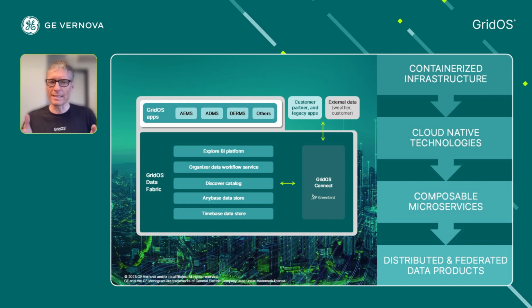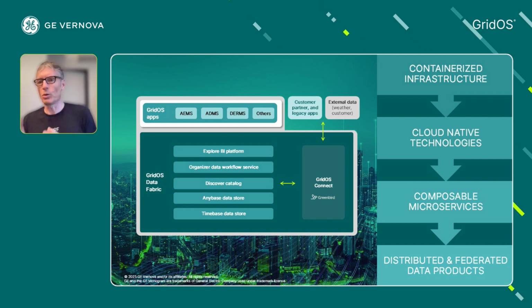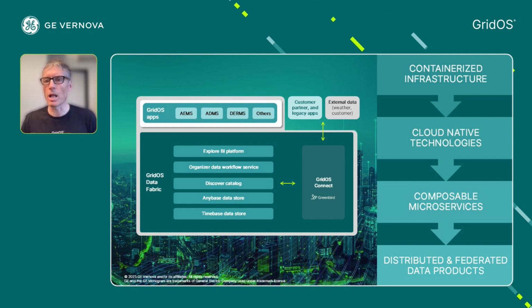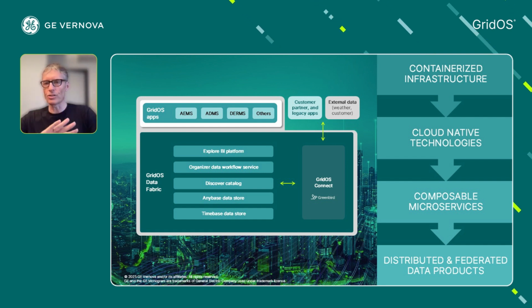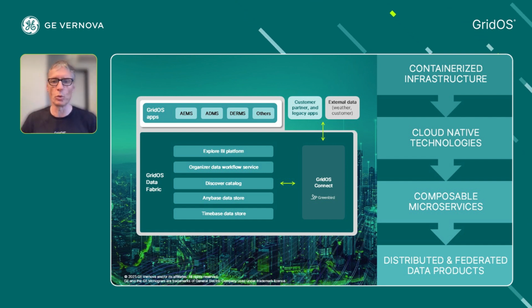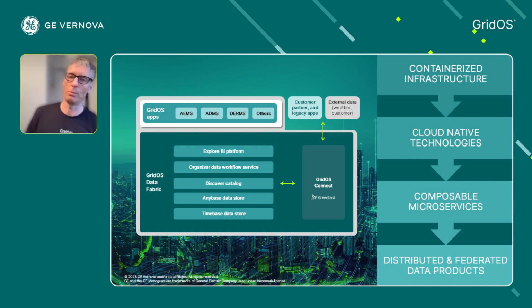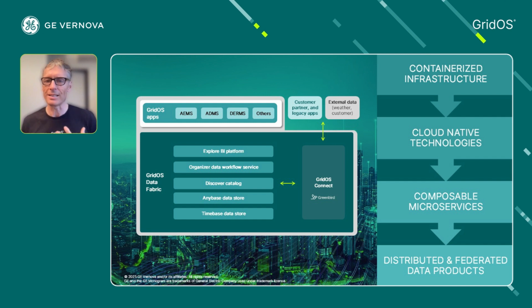So GridOS, the Data Fabric, and GridOS Connect are entirely built on cloud-native technologies, containerized infrastructure, giving you the flexibility to choose which deployment model, which operations model is the best one, but it's also supporting these hybrid integration scenarios that we're going to see in the future more and more. That is extremely important, and that is exciting.